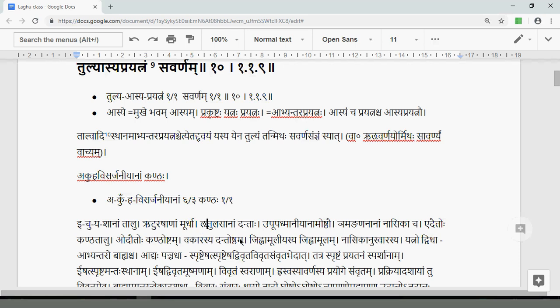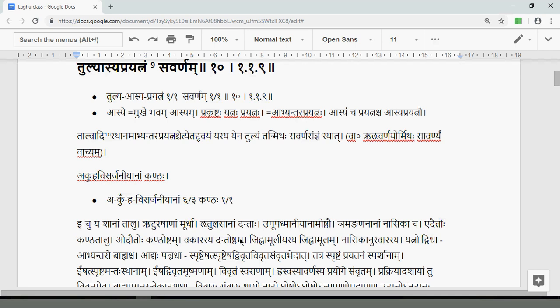Then ritulasanam dantaha, dental. Where do you say la? The tongue touches behind the top row of the teeth. The tu, the ta varga also: ta, tha, da, dha, na. Then la is also pronounced there, and the dantya sakara is pronounced there. The tongue should touch the backside of the upper row of the teeth.